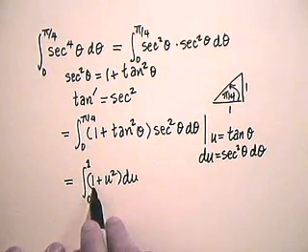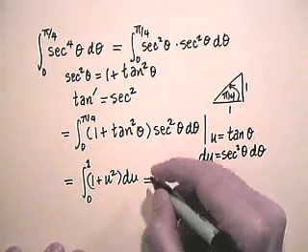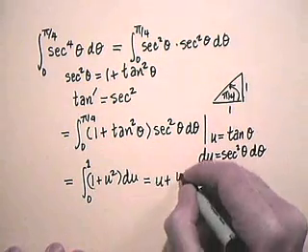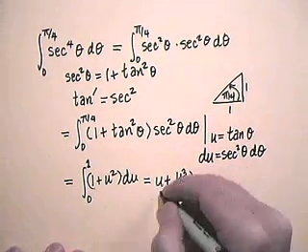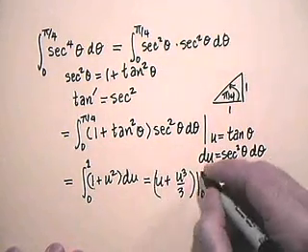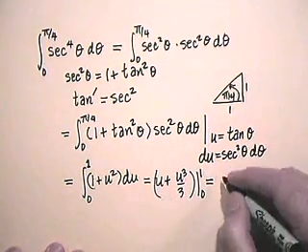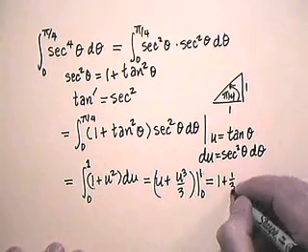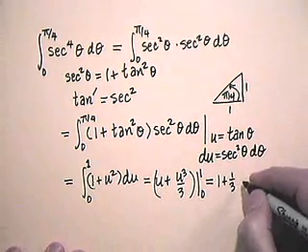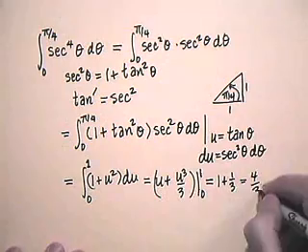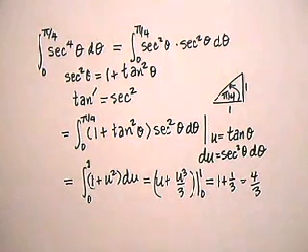Now we can simply anti-differentiate using the power rule. We have u plus u cubed divided by 3 to be evaluated between limits 0 and 1. So all I have to do is put the 1 in. We get 1 plus a third, which is 4/3 for the final answer.